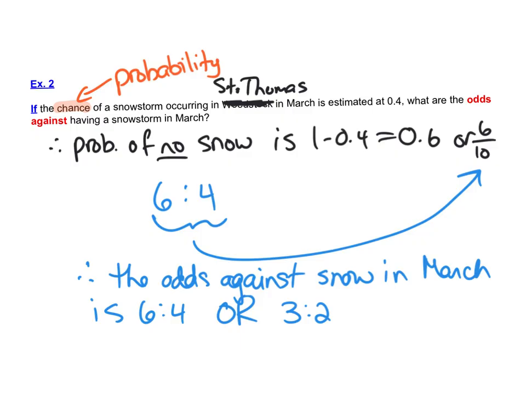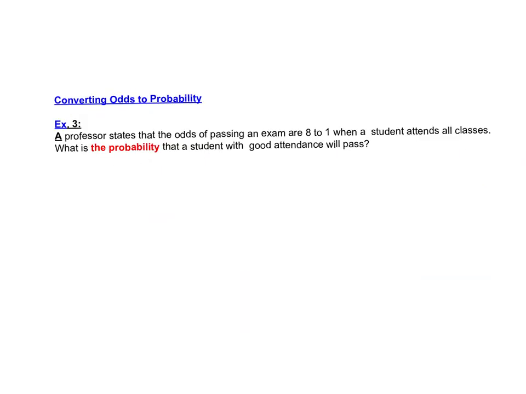Now, I also want you to know that we should be reducing our ratios to lowest terms. And so the odds against snow in March is 6 to 4, or we should reduce that to 3 to 2. So that's gone from probability to odds. Now let's go from odds back to probability.